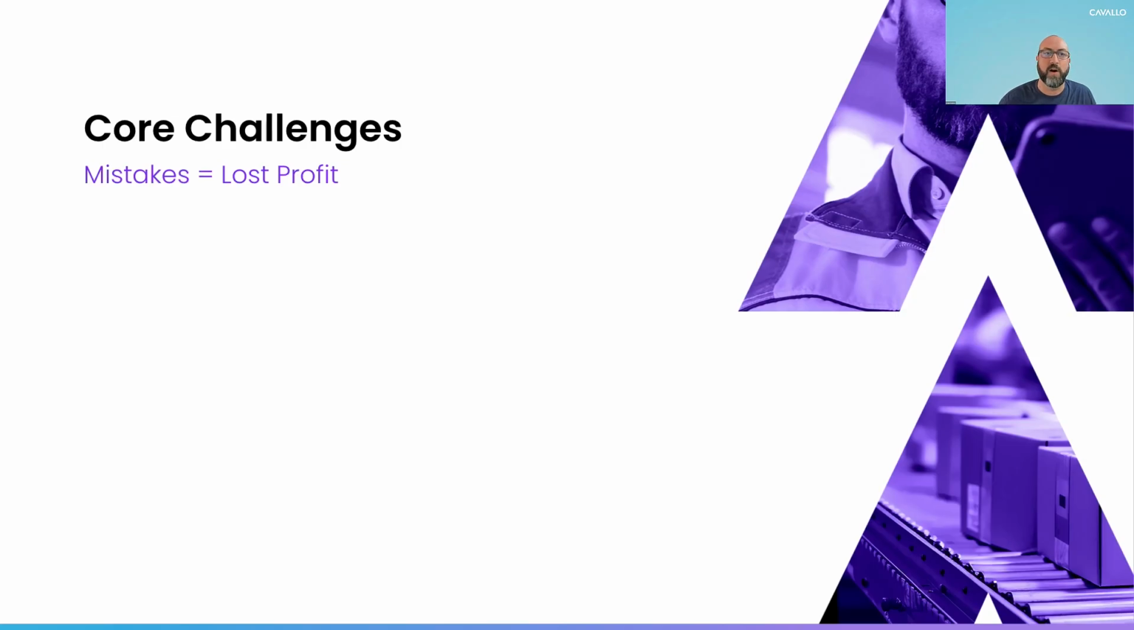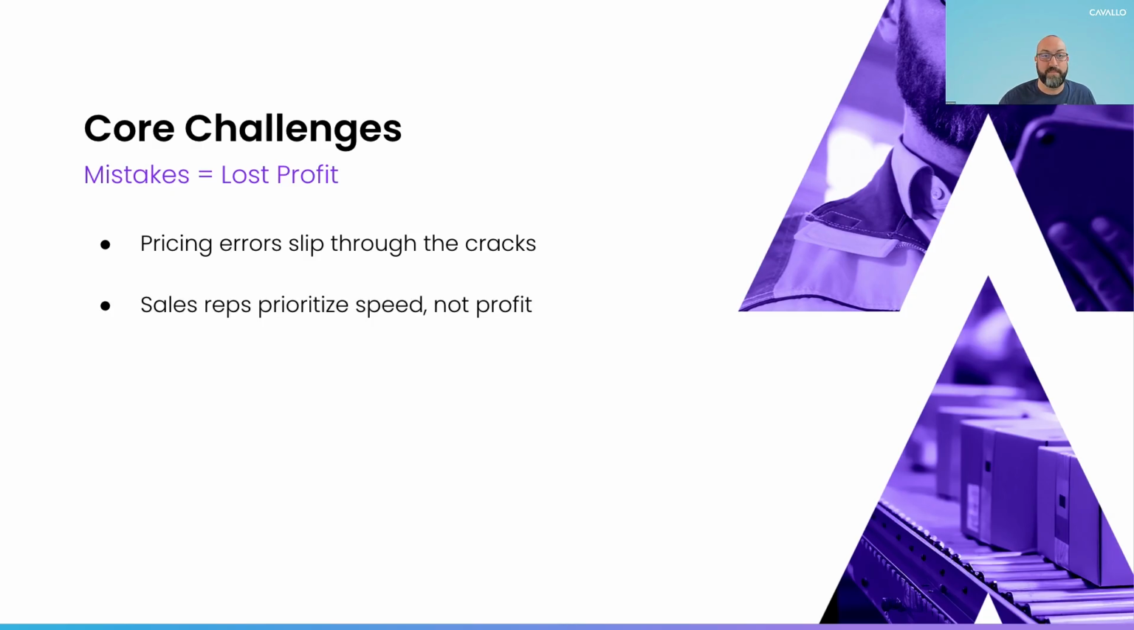Mistakes equal lost profit. Pricing errors slip through the cracks, right? So whether that's a higher cost than last time or a lower price than last time, all those things affect your margin. Your sales reps can prioritize speed, not profit, right? They want to close the deal. Maybe they run a discount that was unauthorized or maybe higher than necessary to close the deal. That all hurts you, right?